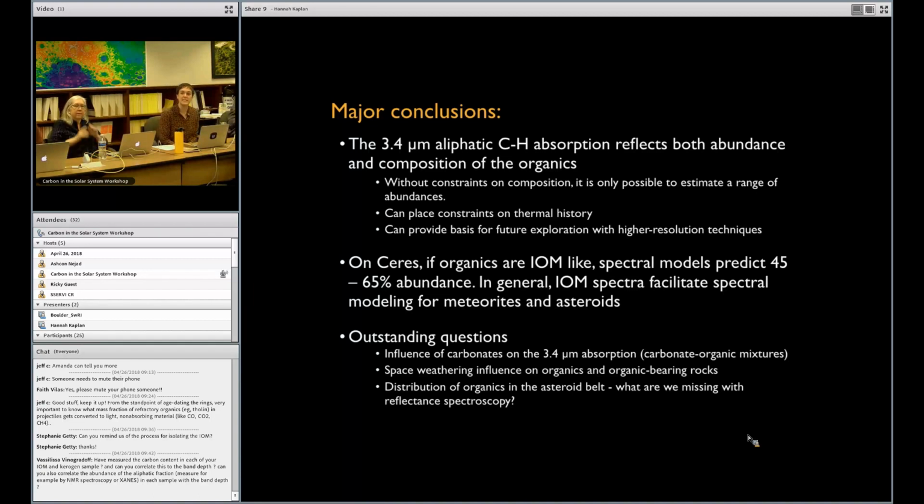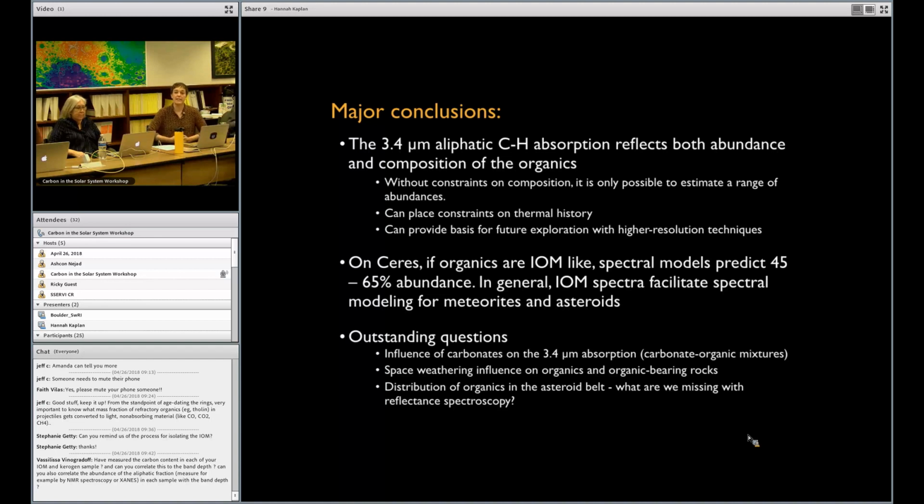Question. Yeah, who has questions? I have a question. Yes. Have you measured the carbon contents in each of your IOM and kerogen samples, and can you correlate this to band depth? Can you also correlate the abundance of the aliphatic fraction in each sample with the band depth?